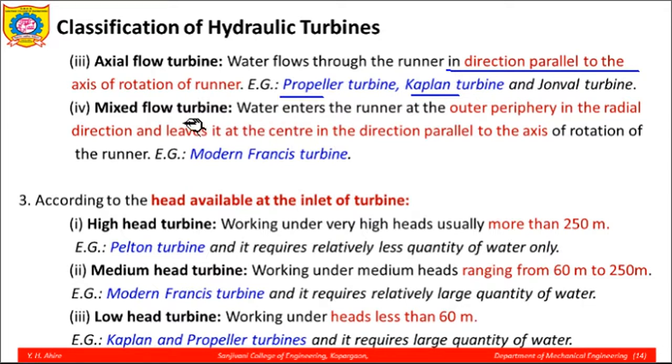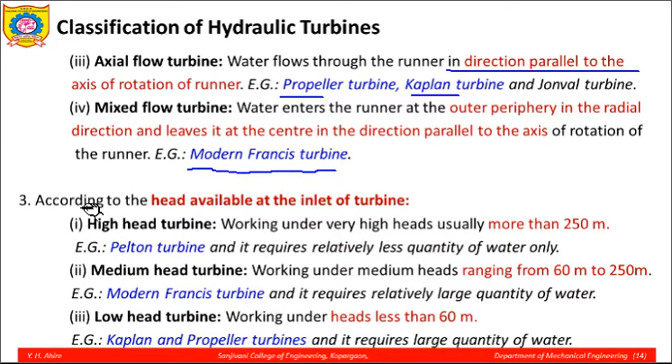In a mixed flow type of turbine, the water enters the runner at the outer periphery in the radial direction, but it leaves at the center in the direction parallel to the axis of rotation. It means the water has changed its direction of flow from the radial entry to the axial exit from the runner. The example is the modern type of Francis turbine, which is a mixed flow type of turbine.